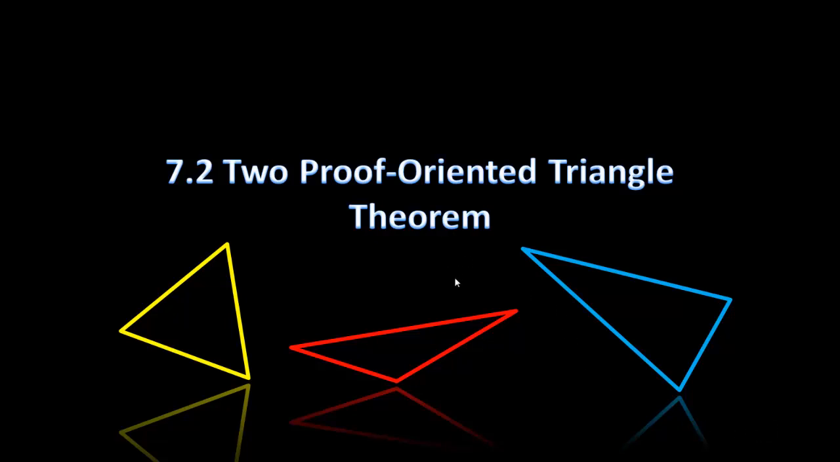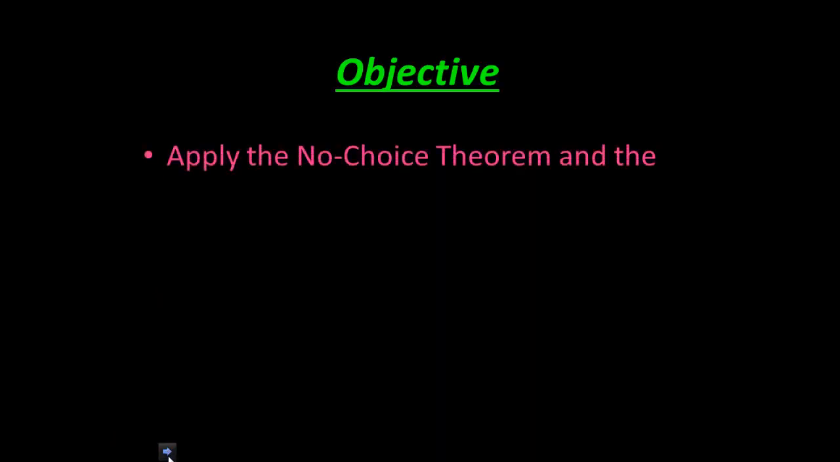All right, today we are doing two proof-oriented triangle theorems. This is going to kind of build on a little bit of what you did yesterday. Our objective is to apply the no-choice theorem and the angle-angle-side theorem.